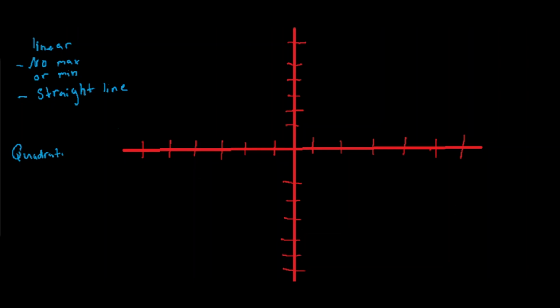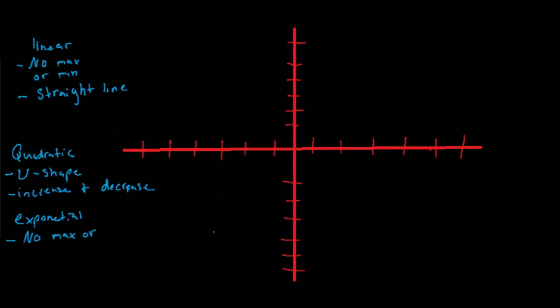For a quadratic function, we know that it is a U-shaped function. So the graph looks like a U, and there is an increase and decrease within the graph. And then finally, we have exponential. Exponential functions also do not have a maximum or minimum, and they are made up of a smooth curve. We're going to use these three definitions to help determine the graphs.